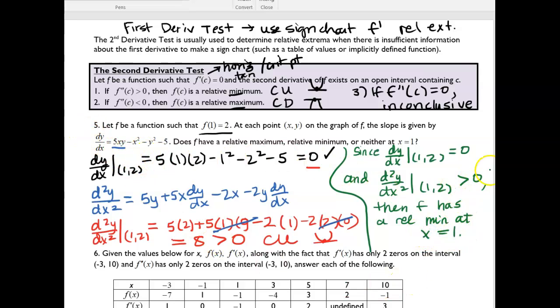So notice I used the two parts of the second derivative test. So I said f prime of c equals 0, and then f double prime of c is greater than 0. I have to include both of those. I don't have to say by the second derivative test as long as I've said those two things.